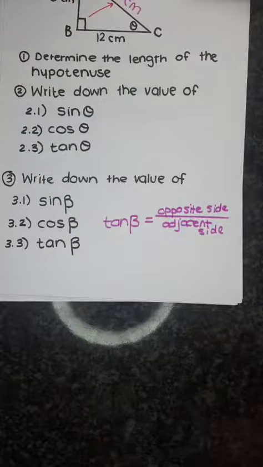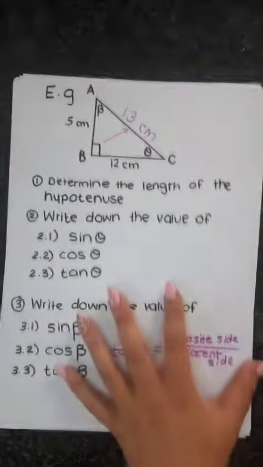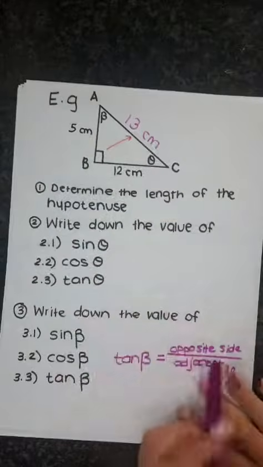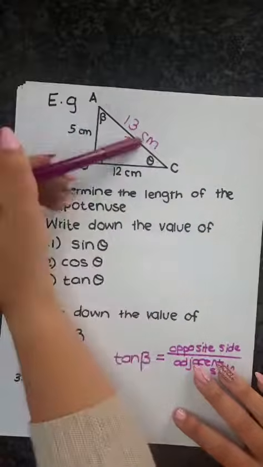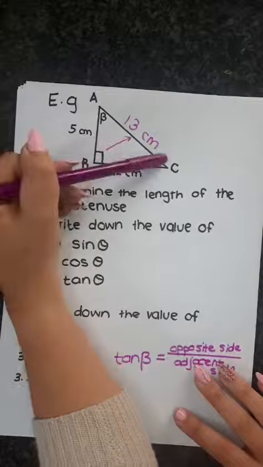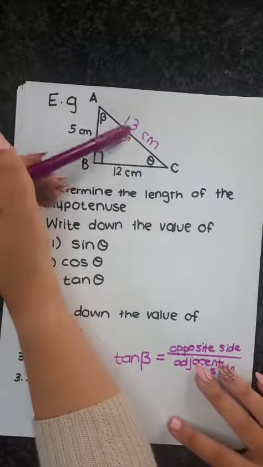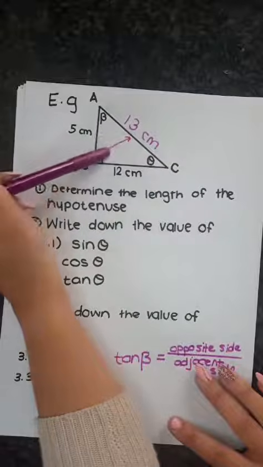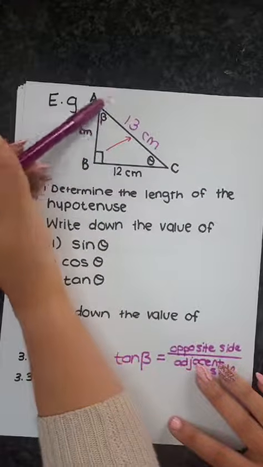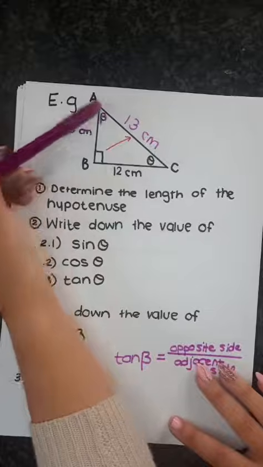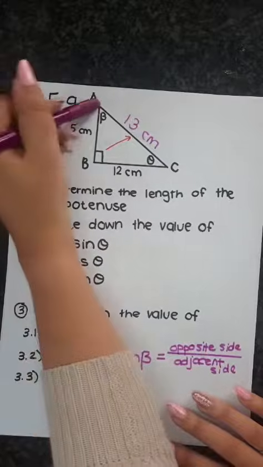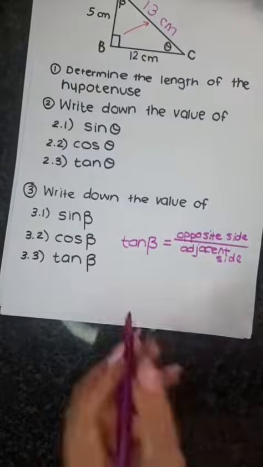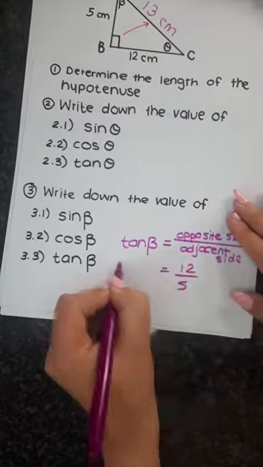So in this case, let's look at beta, everybody. I need to move my page down. There we go. There's beta. Opposite over adjacent. Remember, 13 is my hypotenuse. It stays my hypotenuse, whether I'm looking at theta or beta. 13 stays my hypotenuse because it stays opposite the 90. Let's look at beta. Which side is opposite beta? The 12. Which side is adjacent to beta? 5. Okay, so tan beta is 12 over 5.